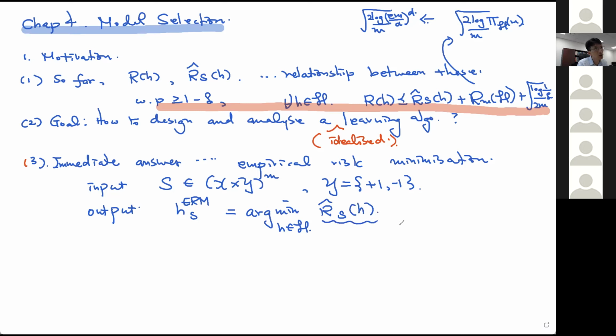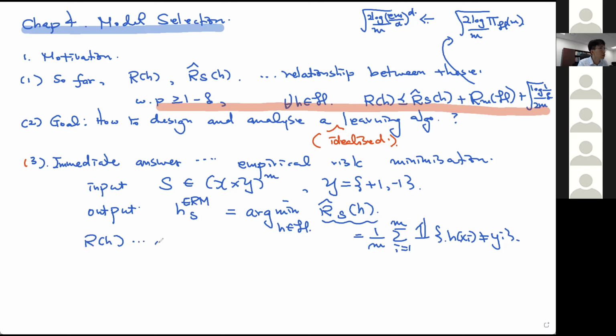And as a reminder, the empirical risk is defined by 1 over m times the sum from i equals 1 to m, where our hypothesis doesn't get the right answer, we get a penalty. Okay? So this is an average error. So what we are doing is we find a hypothesis that minimizes the empirical risk. Okay, so this looks like a reasonable choice because what we really care about is the generalization error, which is R of H.